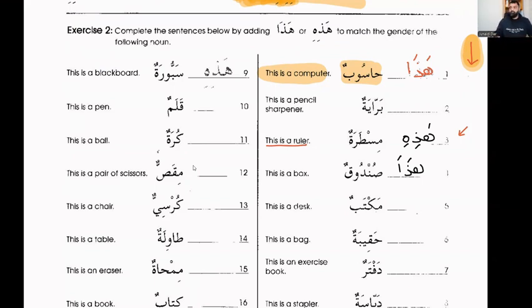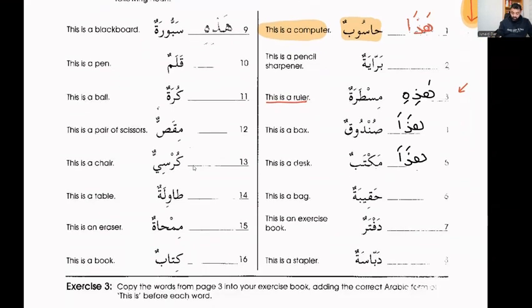هذا مكتب. Good. Next one. هذه Good. حقيبة. I need to hear the last letter. You missed out the last letter. هذه حقيبة. Yeah. Good. Okay. Next one.